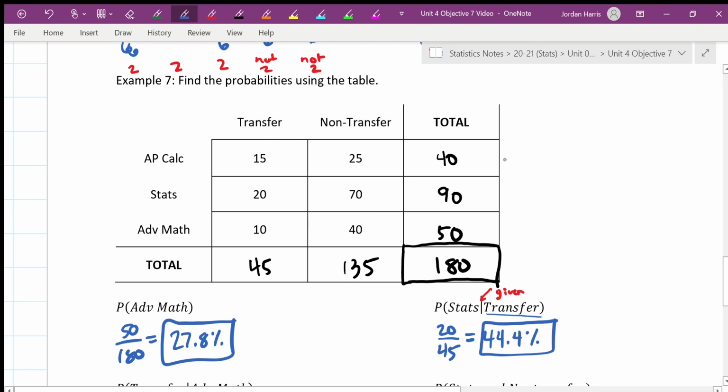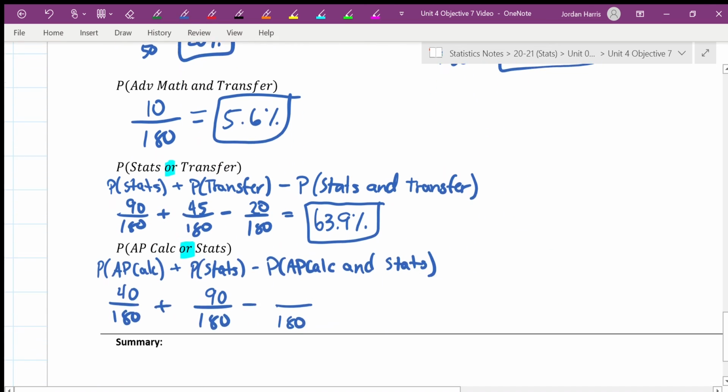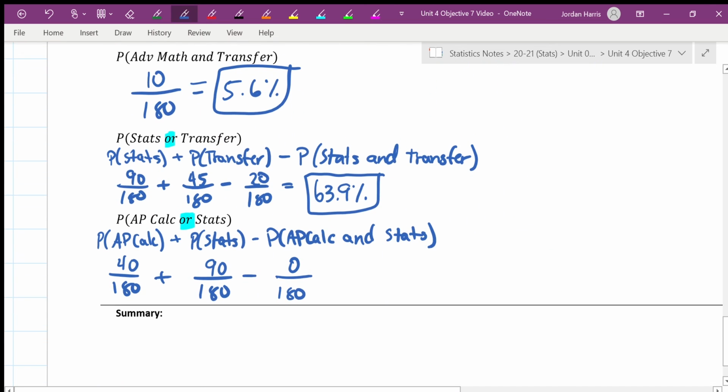Well, they don't overlap at all. So that tells us something. Can a student be in both AP Calculus and Statistics? No, so 0. There's no students in both. These are called mutually exclusive events. That should ring a bell. They cannot occur at the same time. I can't be a student in both AP Calculus and Statistics. So you'd actually type that in now.